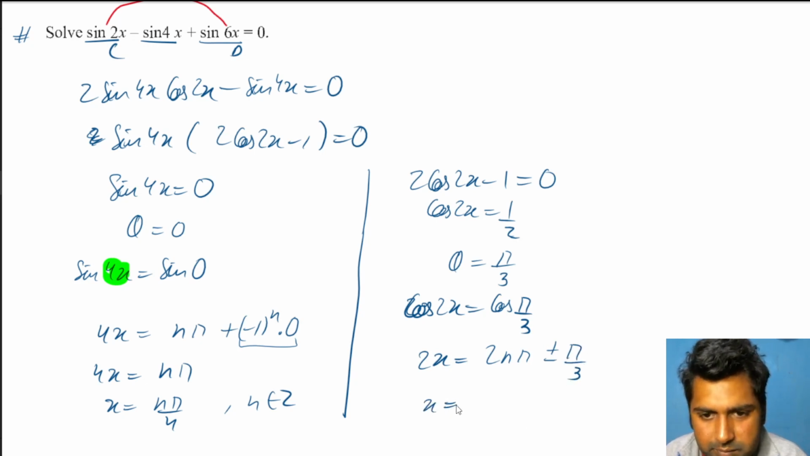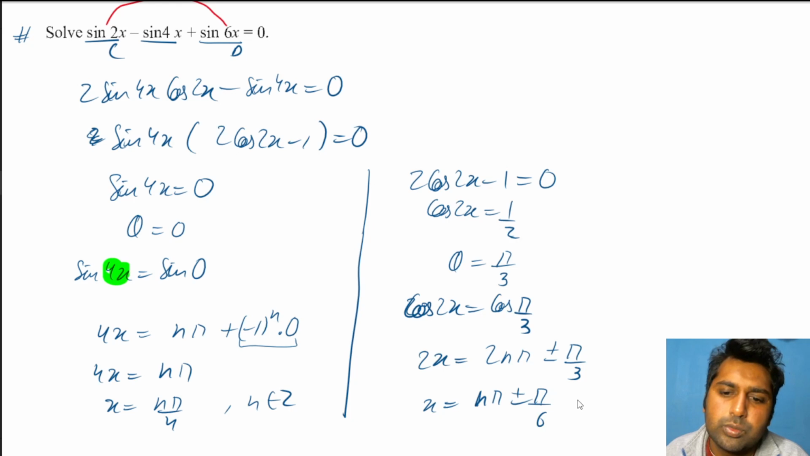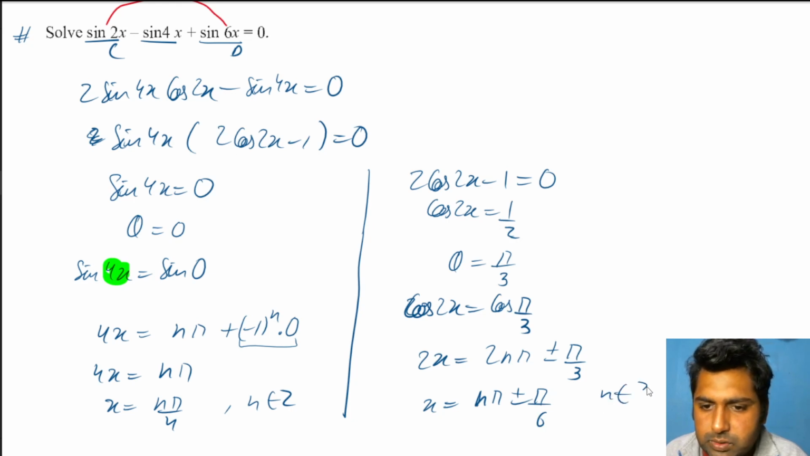So x will be half. Take this 2 on the other side, so you'll divide both the terms by 2. So 2n pi will become n pi, plus minus pi by 3 will become pi by 6 after division by 2. Again, n belongs to Z. These are the two answers.